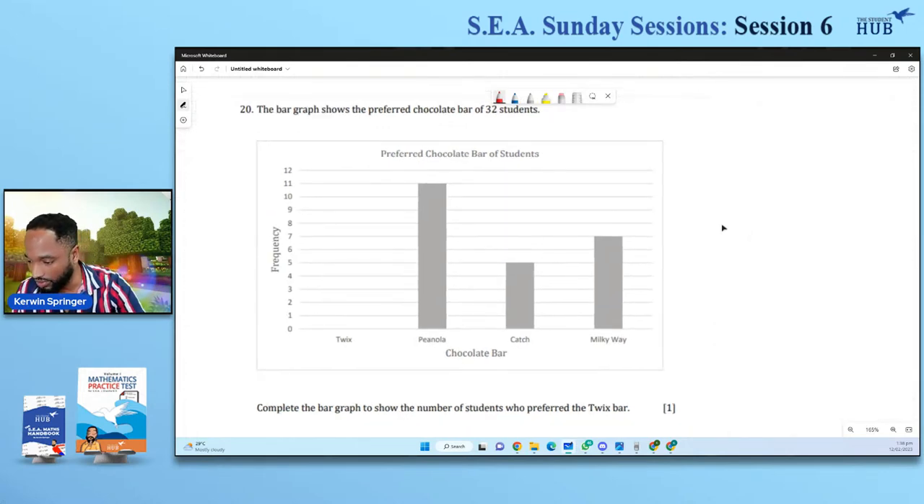The bar graph shows the preferred chocolate bar of 32 students. Complete the bar graph to show the number of students who prefer the Twix bar. Okay, well, we have 32 students and we have 11 so far with Pinola.